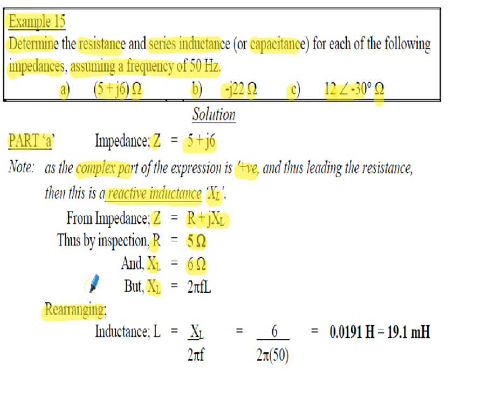So dividing both sides by 2 pi F, we get inductance L is equal to XL divided by 2 pi F. XL is 6 in the numerator, and in the denominator we get 2 pi multiplied by F, which is 50 in this case. Evaluating, we get 0.0191 henries or 19.1 millihenries.